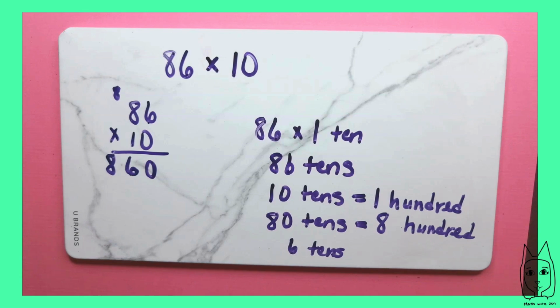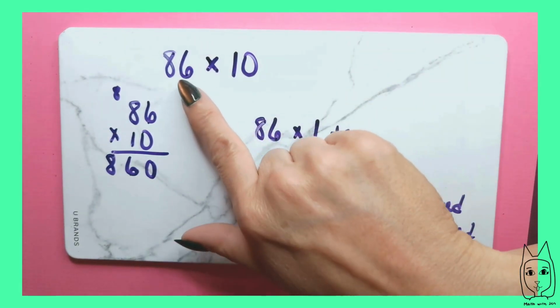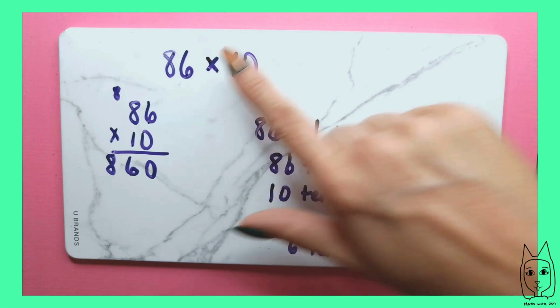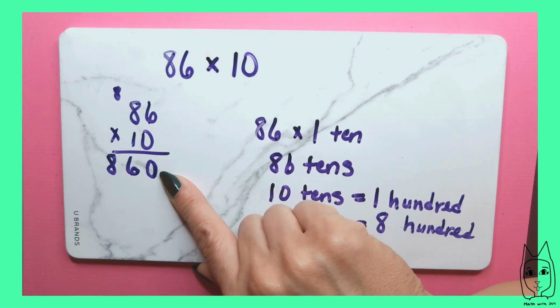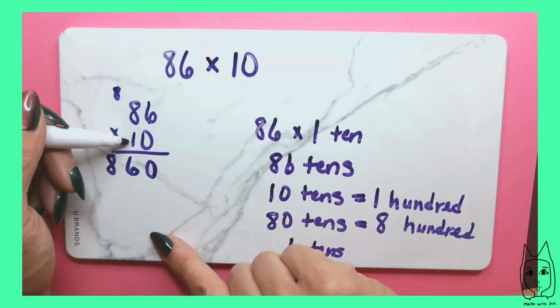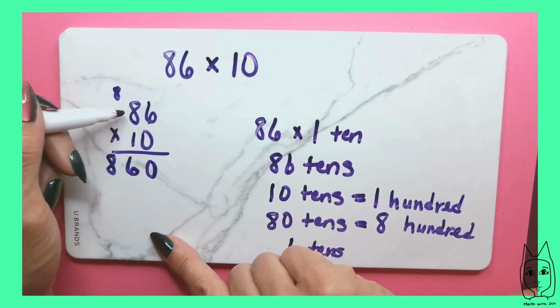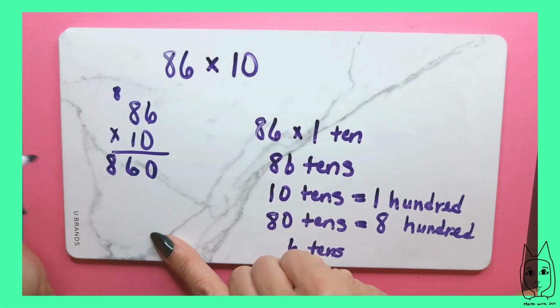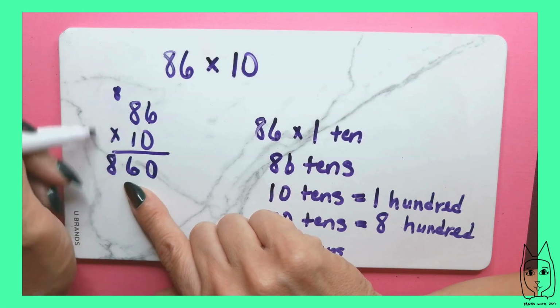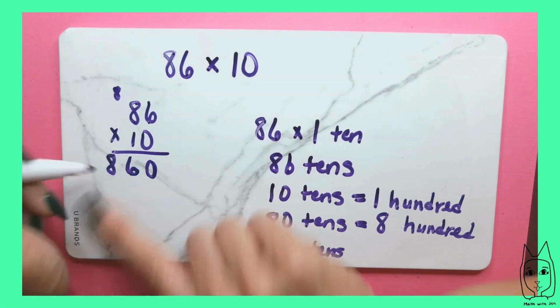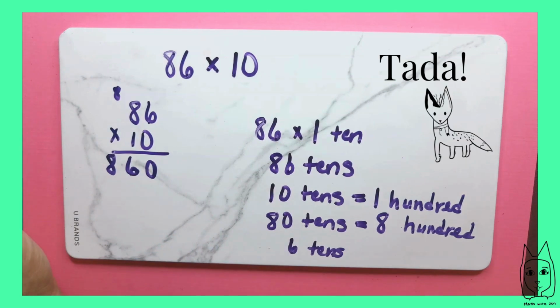You're going to see a pattern with multiplying by 10. When you multiply by 10, really what you're doing is taking that number and putting a 0 in the ones place, because we don't have any ones. And then the 10 is saying you have that many tens. So I have 86 tens. And when we write 86 tens, anything that goes over 10 gets carried over to the hundreds place. And that's what happens when you multiply by 10.